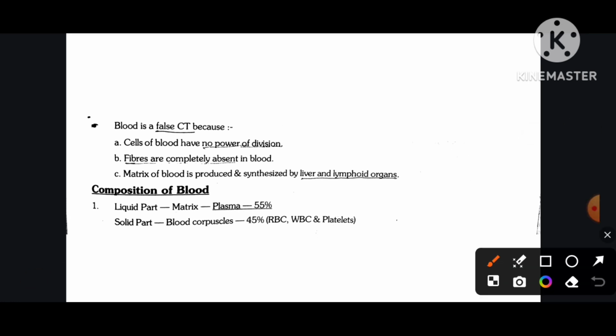Blood is a fluid connective tissue. Cells of blood have no power of division. Fibers are completely absent in blood. Matrix of blood is produced and synthesized by liver and lymphoid organs. Composition of blood: liquid part, matrix plasma, 55%; solid part, blood corpuscles, 45%: RBC, WBC and platelets.